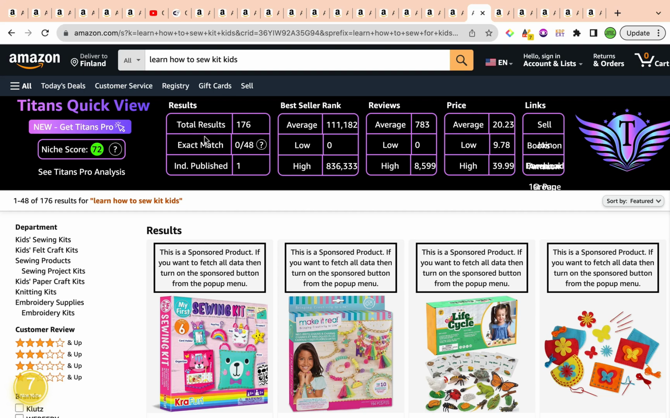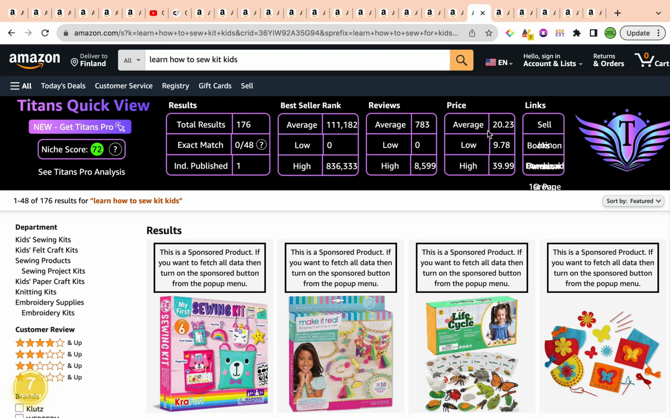Coming to the total results, we have the total results currently sitting at 176. They're below the 1000, which is also good to see. We also have the average rank, average bestseller rank sitting below 300,000, and it is currently averaging 111,182. Also, the average reviews are currently 783. The average price is $20.23.